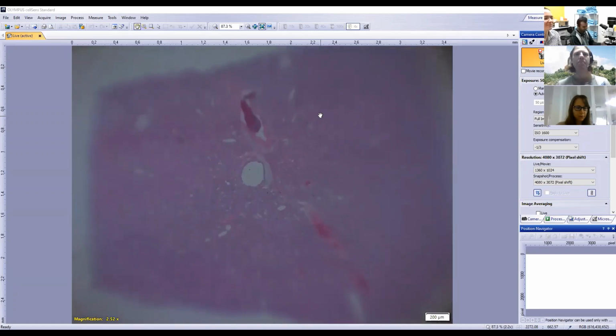It's not that clear right now. Yeah, there's always a bit of a fisheye effect, but it's pretty good.